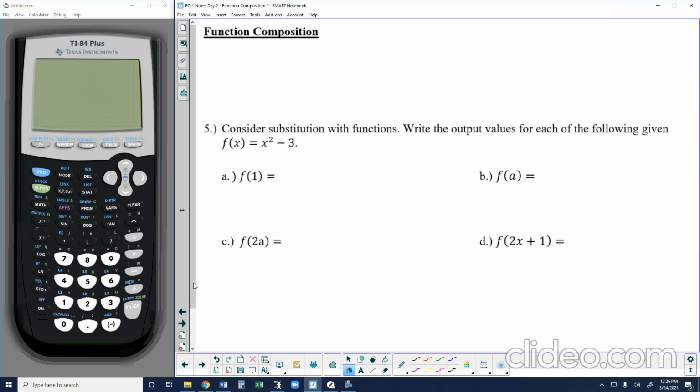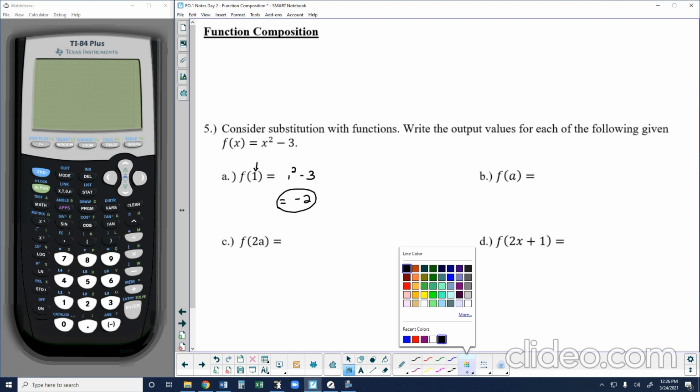If we want to find f of 1, we need to substitute this value 1 for x. So we would have 1 squared minus 3, and that result would be negative 2. So f of 1 is negative 2. Now in B, we're substituting in a variable, not a value. But we can still evaluate and go through the process of substitution. So we're replacing x with now a. So f of a would be a squared minus 3, which cannot be simplified. So that would be the end result.